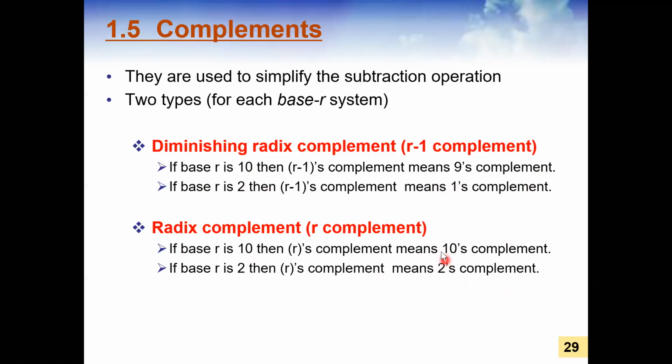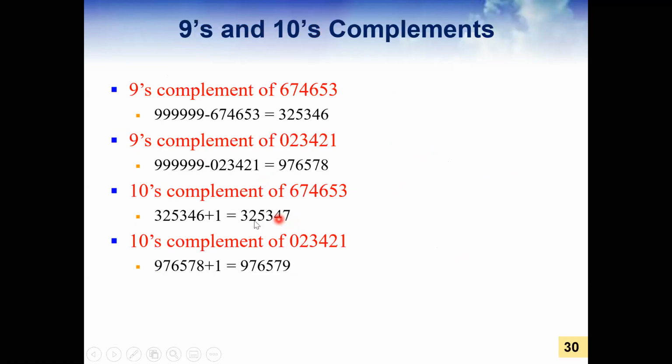All right, so this is the way. Now we'll learn one by one. So, is this clear? Complements: one is R minus 1, another one is R only. So it could be either 9's complement, 1's complement, 10's complement, 2's complement, or if we have another base, accordingly we have. So this is the general rule. Two types of complement: one is called R minus 1, another one is called R complement. All right, now move next.